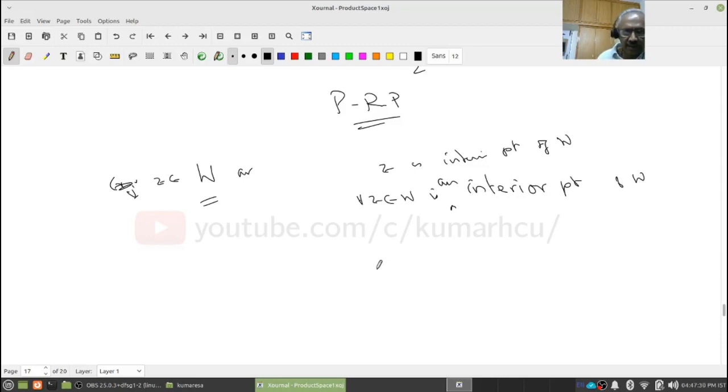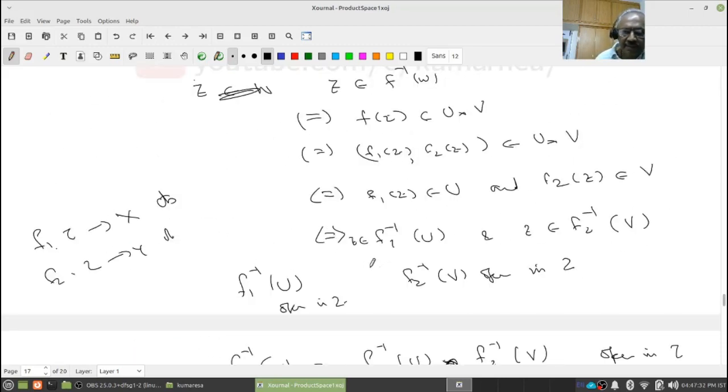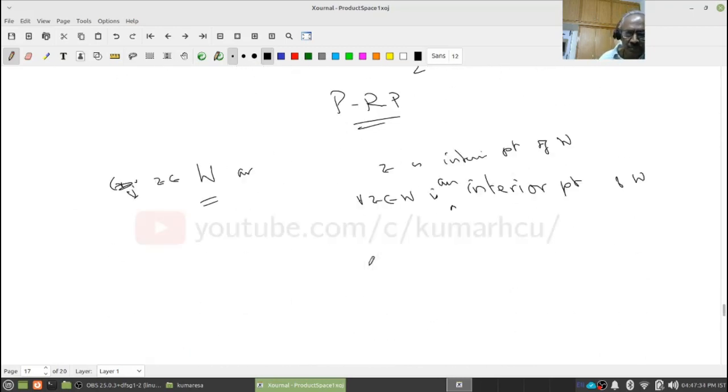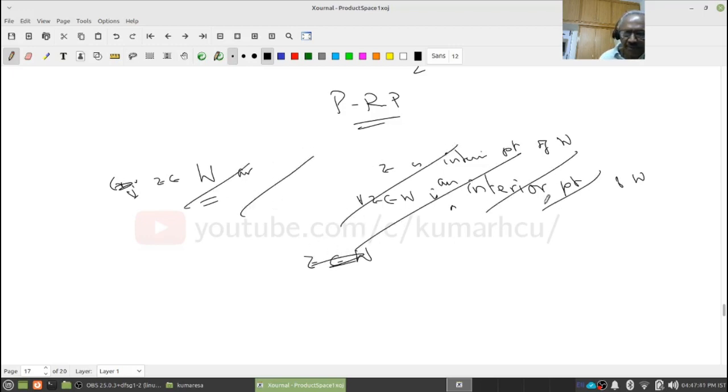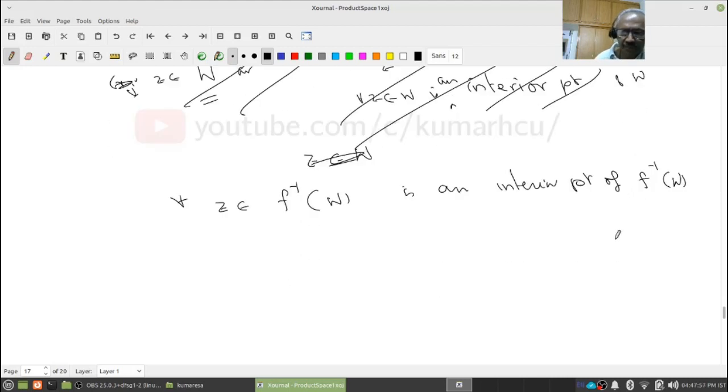Okay, how do I prove that? Since Z is in W, so I'm sorry. What I have to do? I have to prove that for F inverse of W, every Z in it is an interior point. F inverse of W. Okay, so how do I prove that?